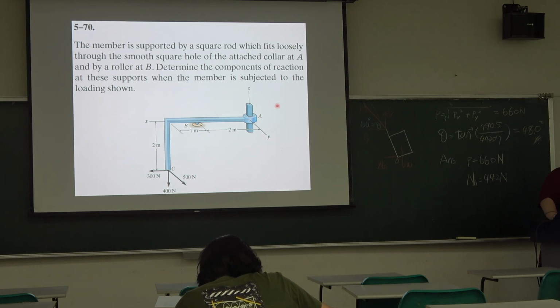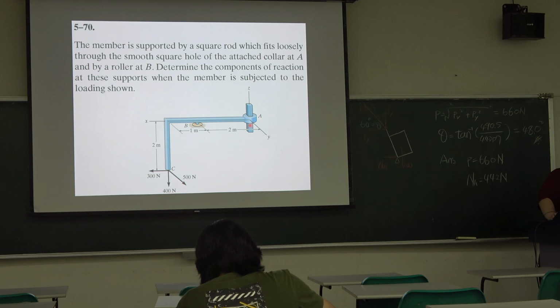The member is supported by a square rod which fits loosely through the small square hole of the attached collar at point A, and by a roller at point B. Determine the components of the reactions at these supports when the member is subjected to the loading shown like this.